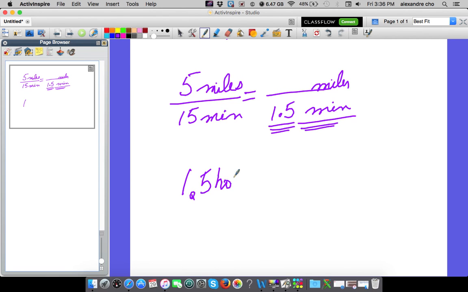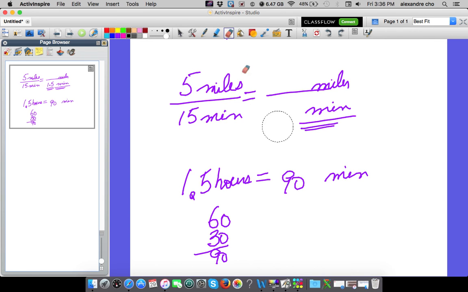1.5 hours needs to be changed to minutes. So 1 full hour is 60, plus half will be 30. That gives us a total of 90 minutes. So going back here, I'm going to erase this and put 90. And there is a relationship, times 6. Times 6 on top gives us 30 miles. So in 90 minutes, he can run 30 miles, which is really fast, actually. Super fast. Way too fast, actually. Yeah. Next question.